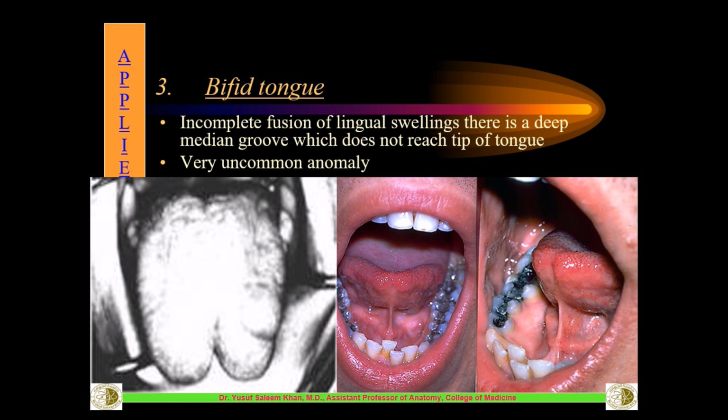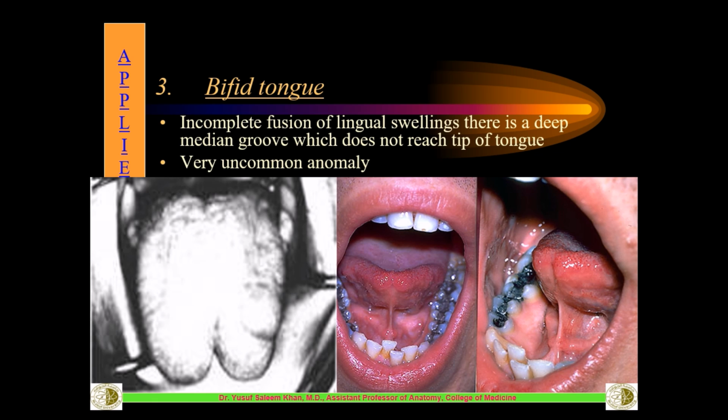Sometimes there can be a bifid tongue. As we have seen, the tongue is developed from two lingual swellings. Sometimes they fail to join together completely. At that time you can see a bifid tongue. With incomplete fusion of the lingual swellings, there is a deep median groove. You can see here this deep median groove which does not reach the tip of the tongue. Here it has fused, but here it has not fused. Here also you can see a small depression. This is called bifid tongue. It is a very uncommon anomaly, very rarely seen.